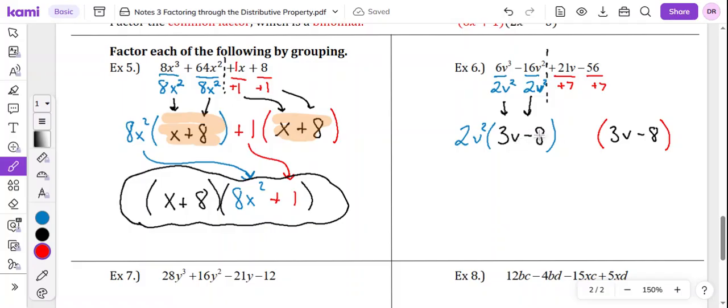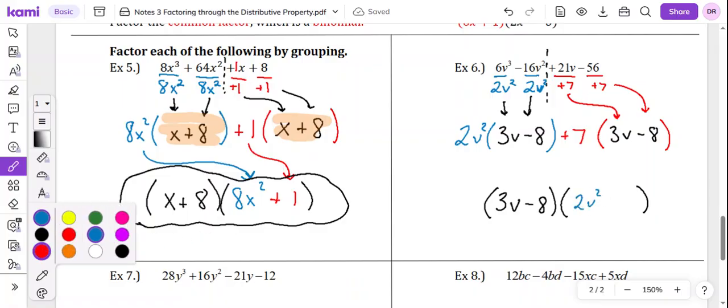So once you get a half completed, you can use that as a context clue to remind you of what it is you need to divide by. So I'm going to write the positive 7 here. And again, all we're doing is dividing by that 7. 21v divided by 7 is 3v. Negative 56 divided by 7 is negative 8. Since those two sets of parentheses match, all we need to do is bring that factor out, 3v minus 8. Once you do, the two parts remaining, in blue, we still have 2v to the second, and in red, we have the positive 7.